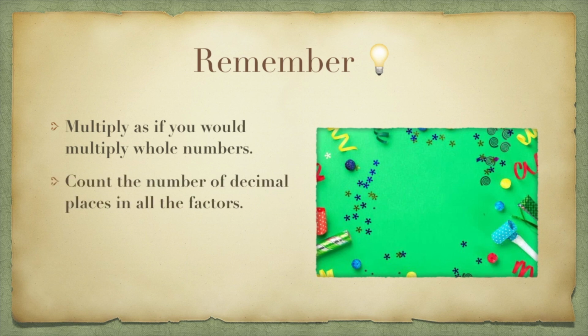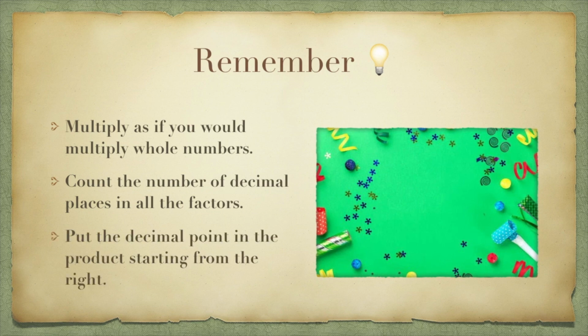Count the number of decimal places in all the factors. After you're done multiplying, you count all the decimal places in both the multiplier and multiplicand, or both factors. And put the decimal point in the product starting from the right. So you count the decimal places from the right of the product, not from the left, or else you will get the wrong answer. Okay, so this is how you multiply decimals.